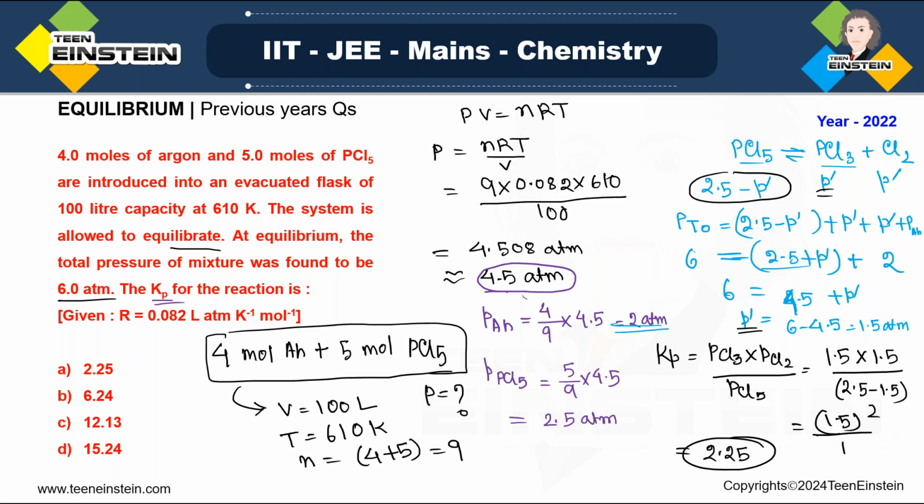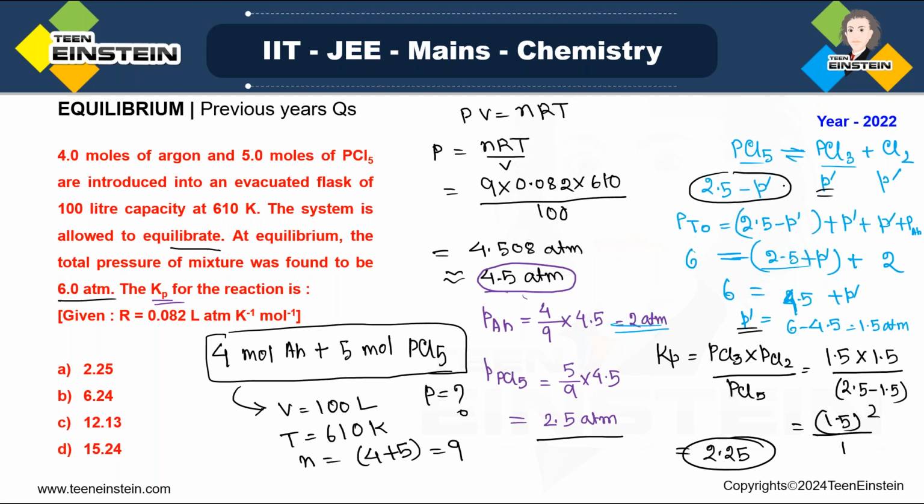So how have we solved this? It is a very lengthy question. First we calculated before the reaction what is the total pressure, and that pressure is 4.5, which is because of the combination of PCl5 and the noble gas argon. Once you have found it, the next step, which is in purple color, is to find the contribution of argon, partial pressure of argon, which is 2 atm, and partial pressure of PCl5, which is 2.5 atm.